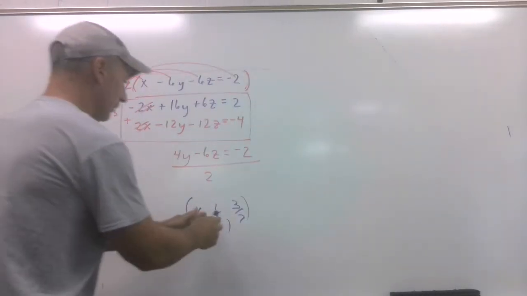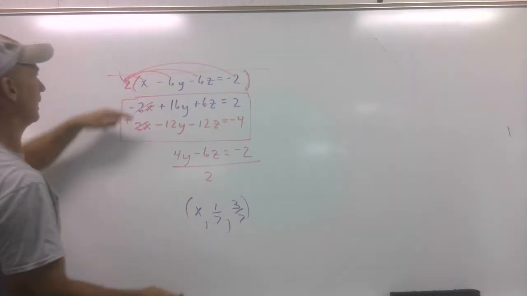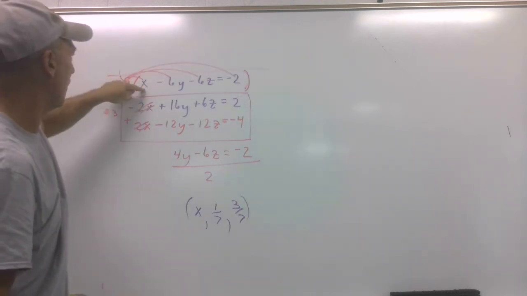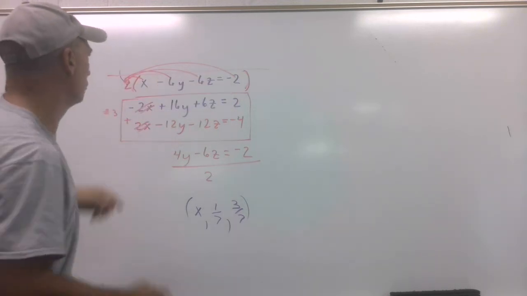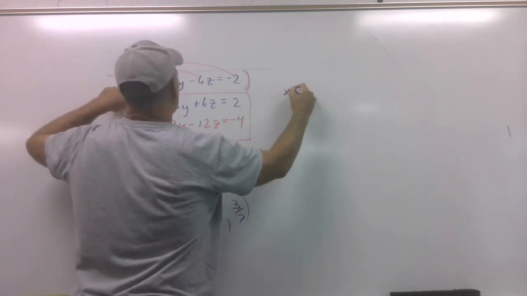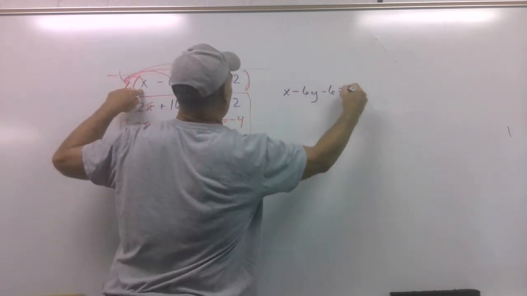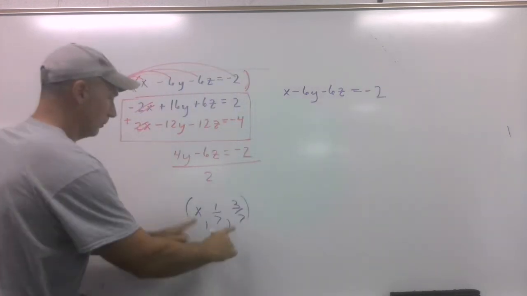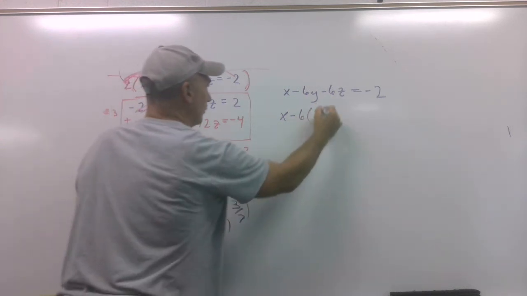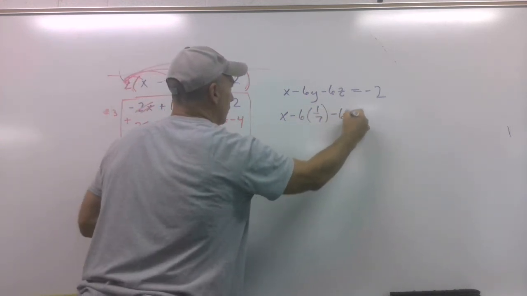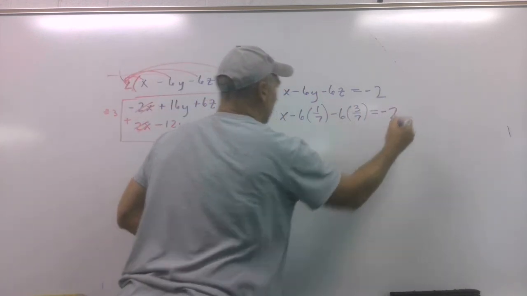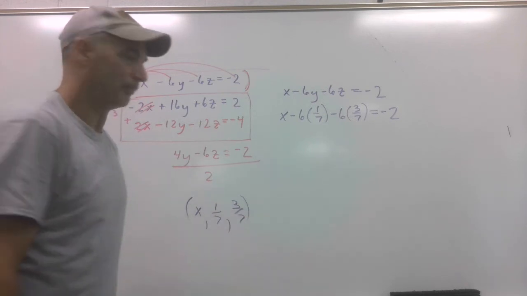Okay, now that I know what z and y are, I can pick any one of my originals. I erased the top one, that's okay. I'm going to pick this one because it just looks a little less consuming. So I got x minus 6y minus 6z equals negative 2. I'm going to put the stuff I know where it belongs. So x minus 6 times y, which is 1/7, yuck, minus 6 times z, which is 3/7, double yuck, equals negative 2. Occasionally this is going to happen.